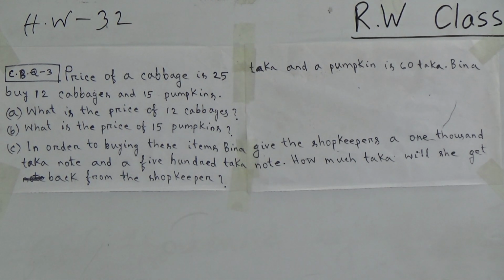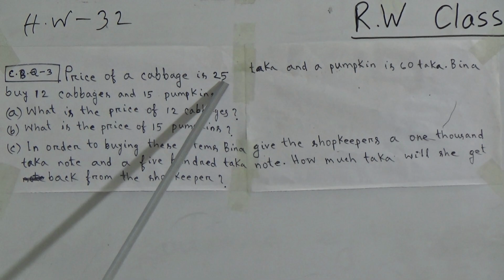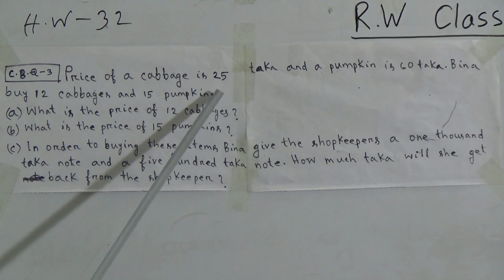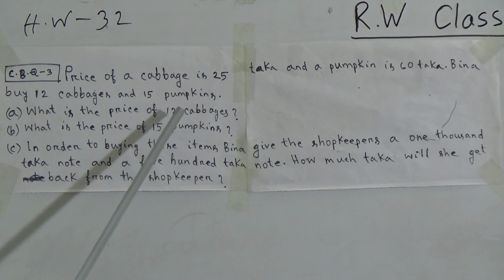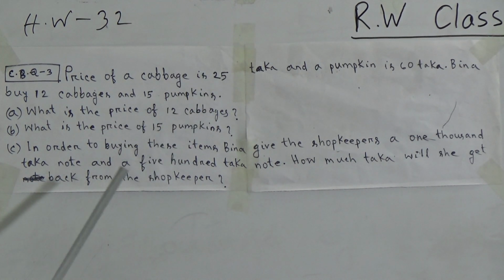Now we will solve A number question. A number question is, what is the price of 12 cabbages? Here the price of 1 cabbage is already given, and it is 25 taka. So the price of 12 cabbages will be 12 times 25. That means we have to multiply 25 by 12. Then we can get the price of 12 cabbages.